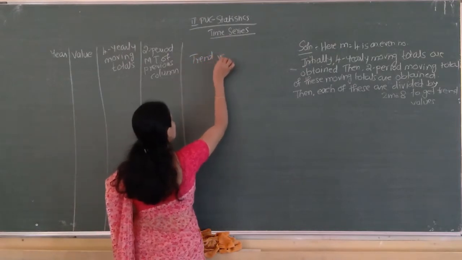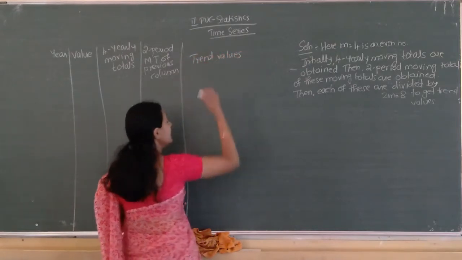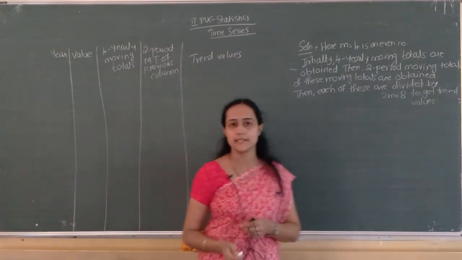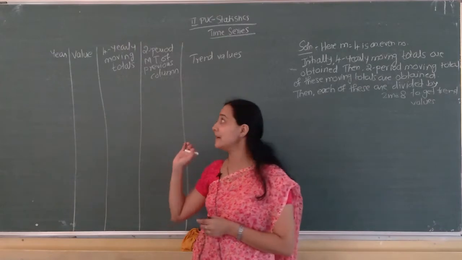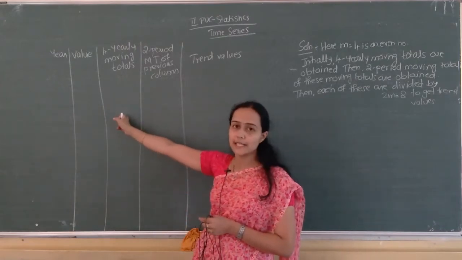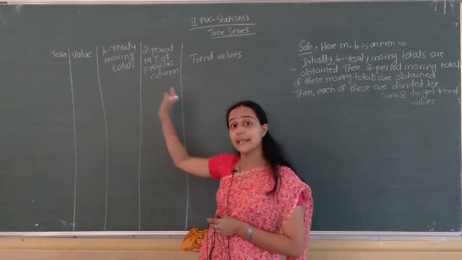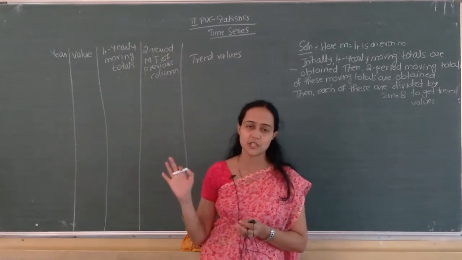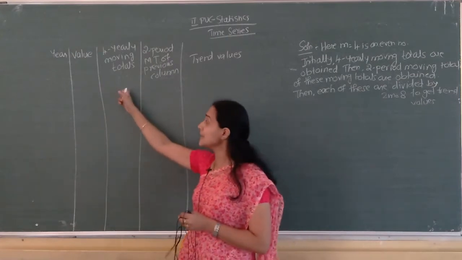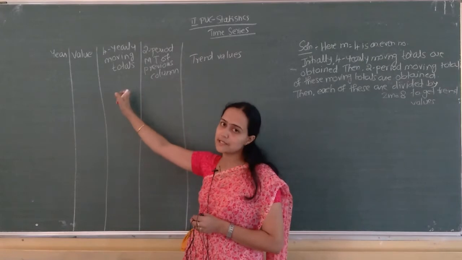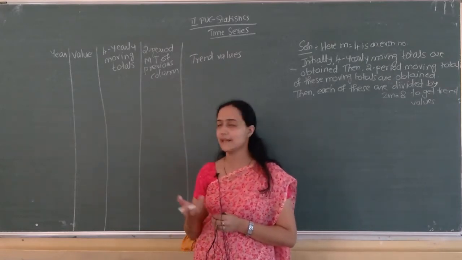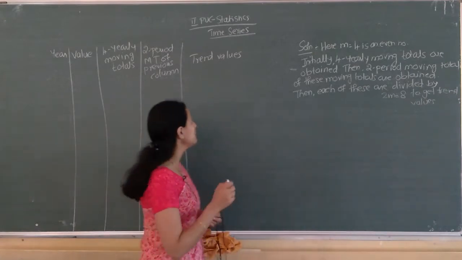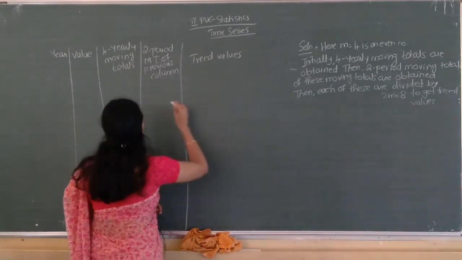So remember, this many columns are required to find centered moving averages. While finding centered moving averages, this much will be there. If it is 2 yearly, here comes 2 period. Again 2 period moving total doesn't change, that is same. Here only it changes. If it is 2 yearly, first we have to find 2 yearly. If it is 6 yearly, we have to find 6 yearly. Clear? So next we will do this one.